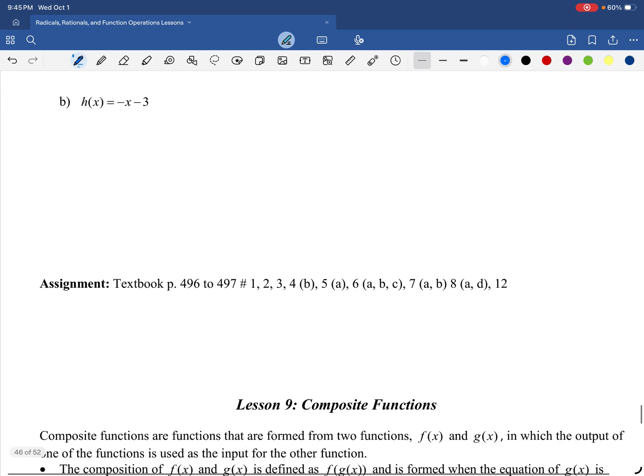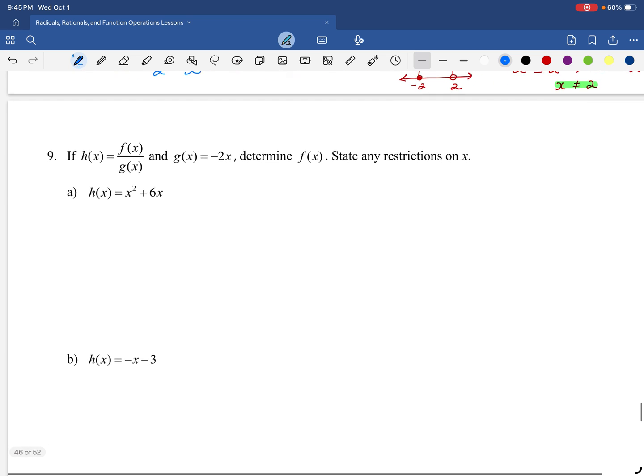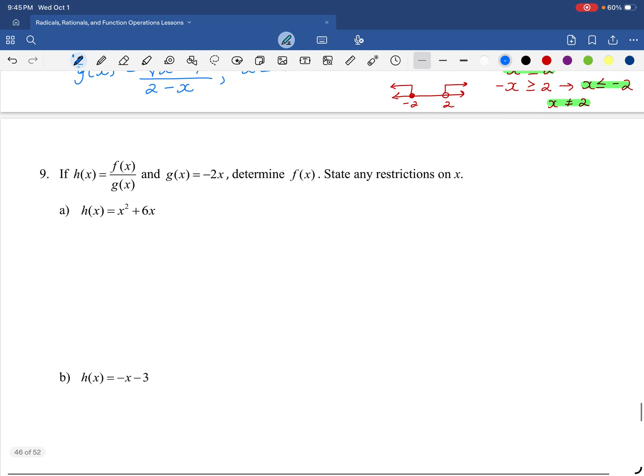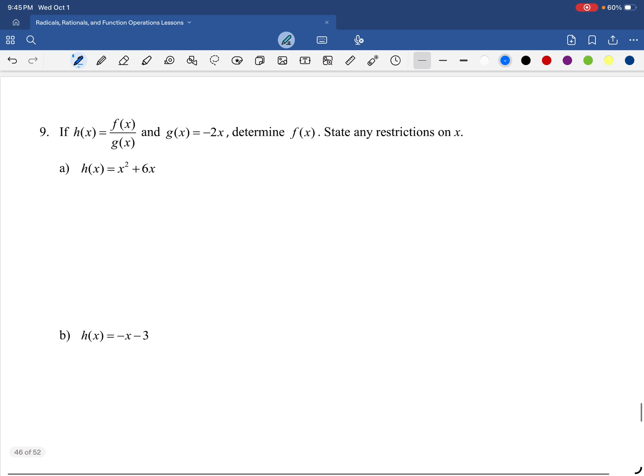Okay, almost done here. Now question 9, I think it's the same thing. It's saying h is now defined as f divided by g, and I've given you g, so your job is to come up with f and then state any restrictions. So here we go. x squared plus 6x is equal to function f, which I do not know, divided by function g, which is negative 2x.